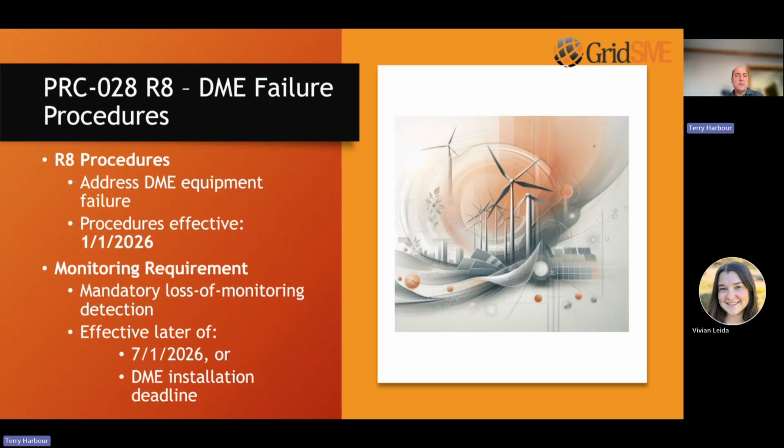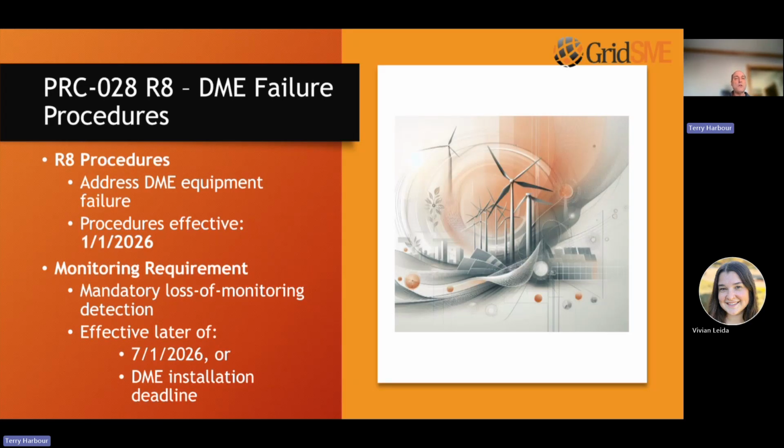Requirement 8 is a procedural requirement, not an equipment requirement, but we'll cover it briefly. As of January 1, you needed to have procedures for a disturbance monitoring equipment loss. And once that equipment is installed and active, you will need to actively monitor for equipment loss and take corrective actions within 90 days.